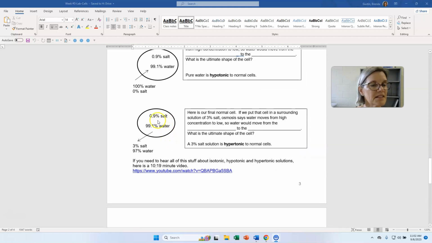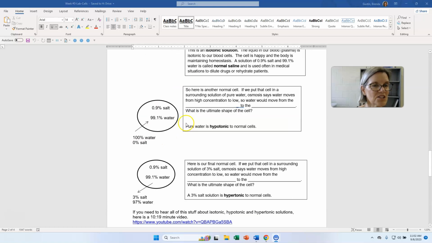In our last cell, again, it's the same cell, 0.9% salt, 99.1% water, but this time we put the cell in a hypertonic solution. And hyper means high salt, so if I have 3% salt and 97% water, 100% total, osmosis says water moves from high concentration to low. Here's my high concentration of water. Here's my lower concentration. Water's going to move out of this cell. It's going to shrivel it up. And hypertonic solutions can be deadly. They're not something that's desirable for a cell. You don't have enough water, it can't conduct its metabolism.